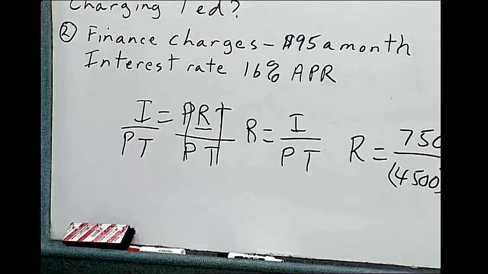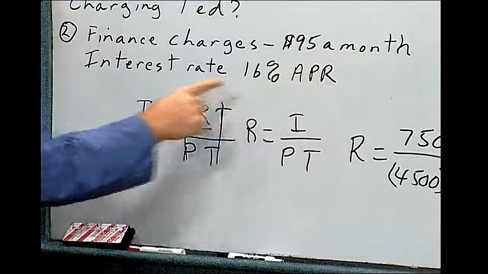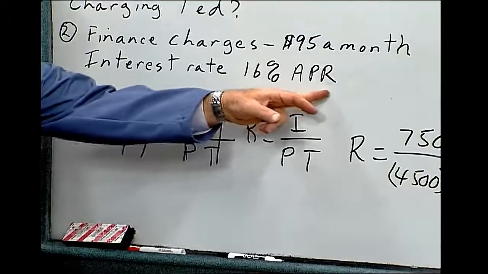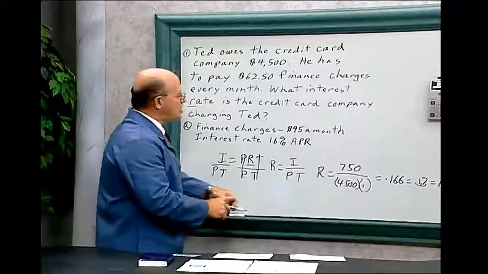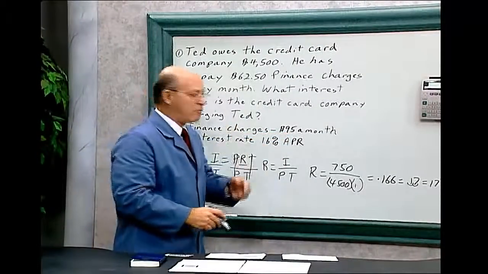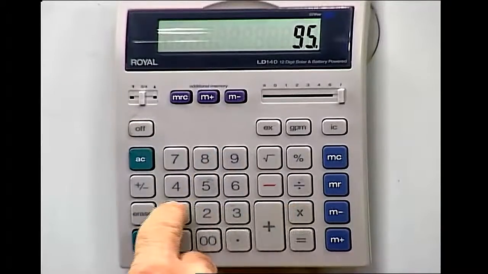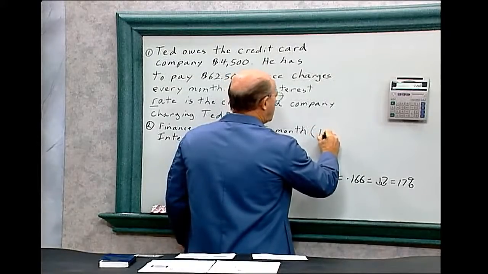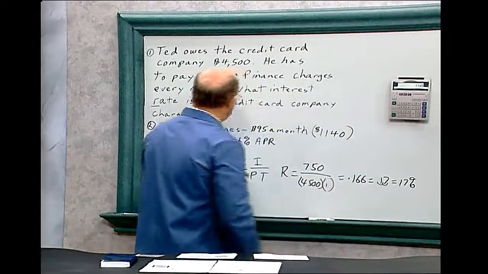Let's look at one more problem. Problem number 2. Finance charges, $95 a month. Interest rate, 16% APR, or annual percentage rate. So we have to convert this monthly finance charge of $95 to a yearly rate. So we multiply 95 times 12 equals $1,140 a year for these charges.